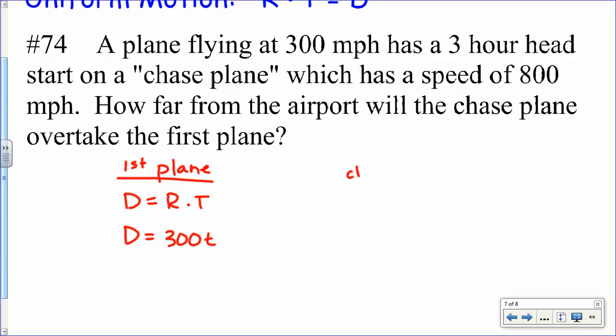Okay, now let's talk about the chase plane. Again, I don't know the distance. What's the rate of the chase plane? 800.